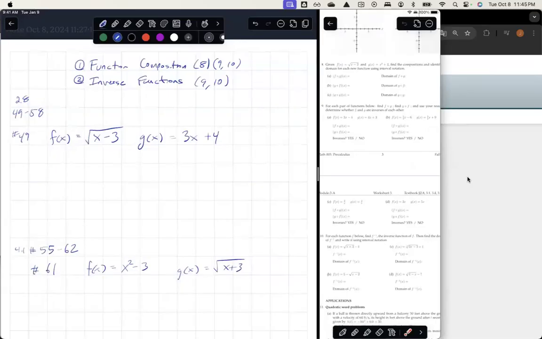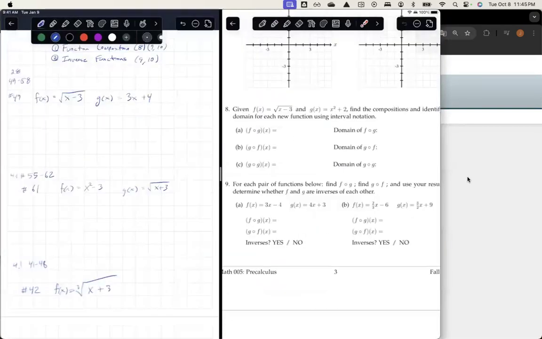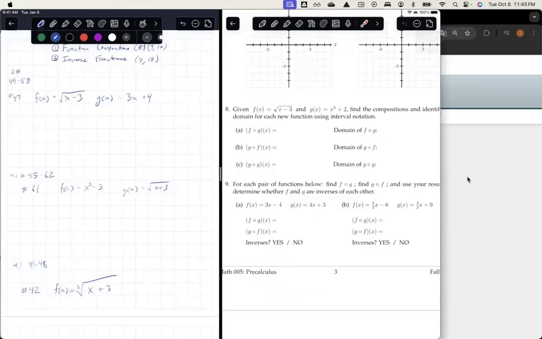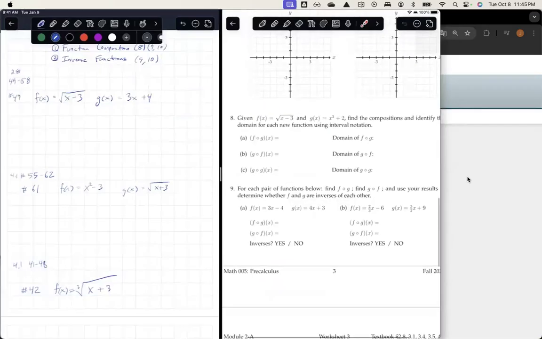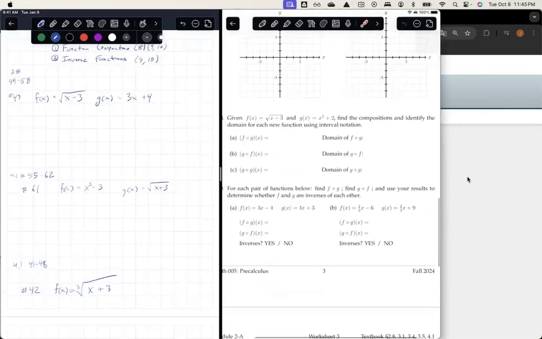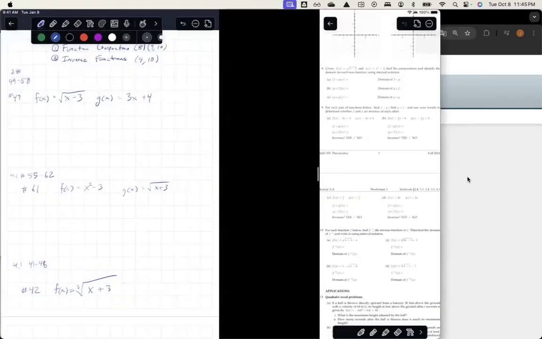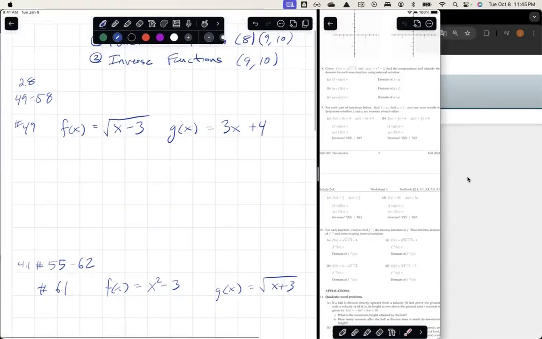If we read problem number 8 in our worksheet, it says, given a function f of x and g of x, find the compositions and identify the domain for each new function using interval notation. Here's a problem from the textbook from section 2.8. We are going to find the compositions f of g of x and g of f of x. Before I do that, I do want to talk about the domain of each of these functions.